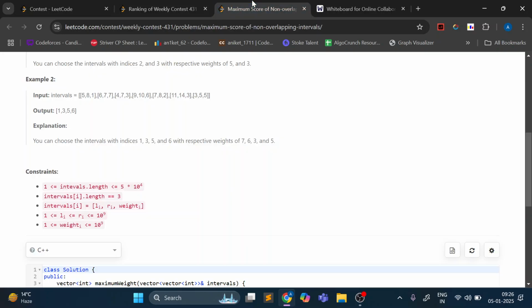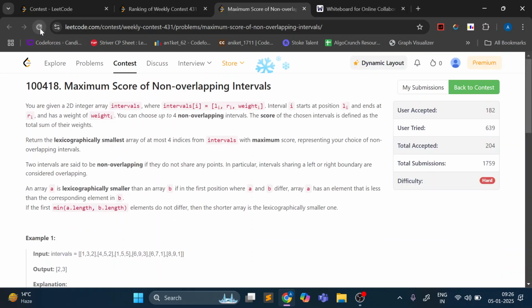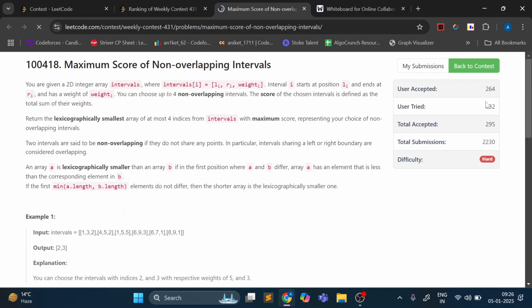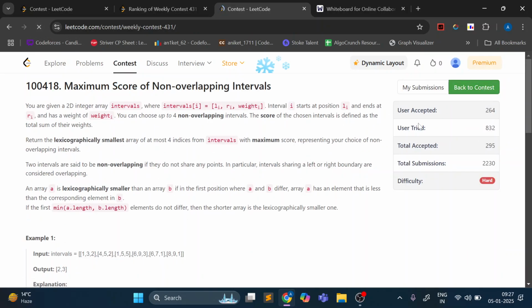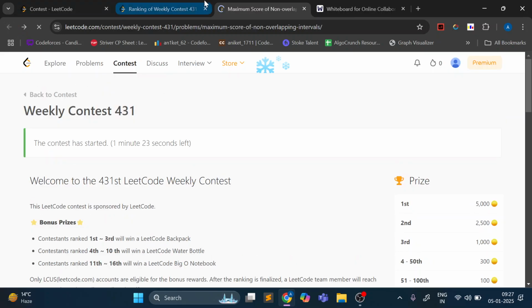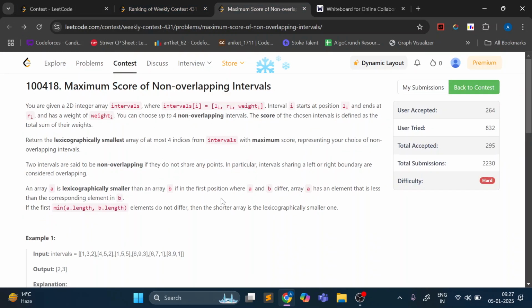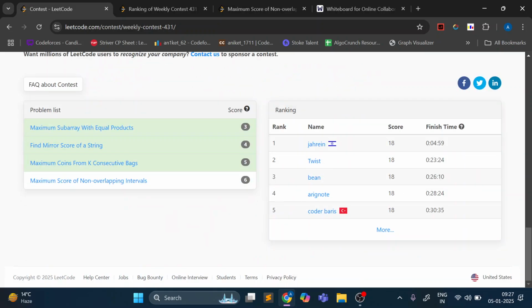I tried the fourth one for some time, but I was unable to get a small start or even a small observation. I couldn't get it, so I gave up on the fourth problem. So now let's start with the first problem.